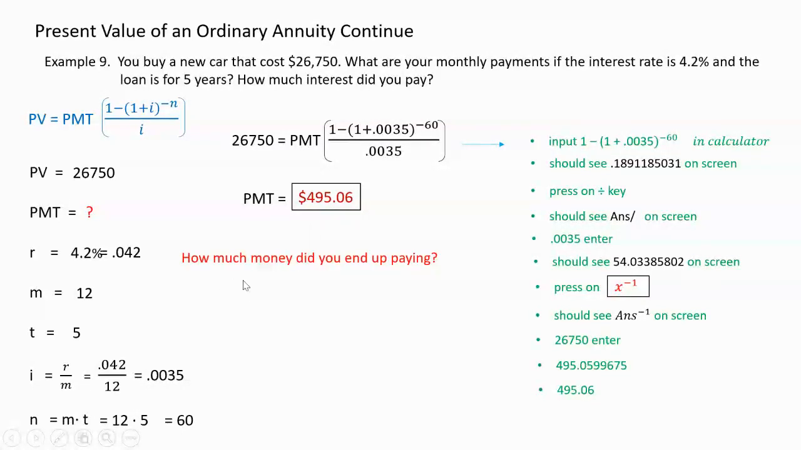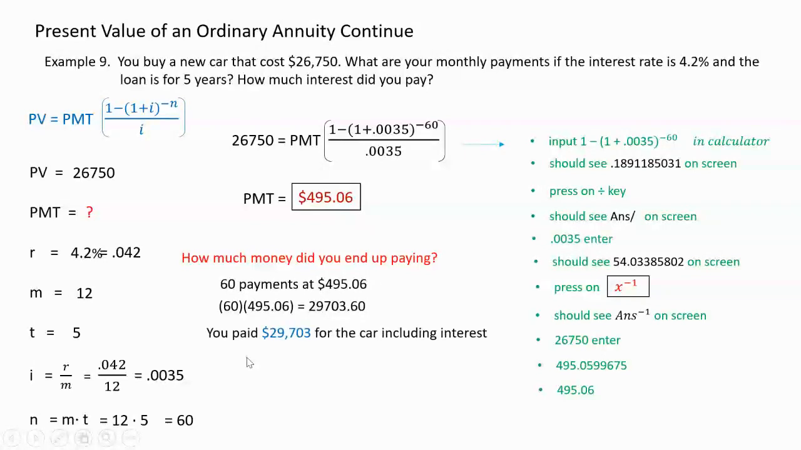Now, how much money did you actually pay for the car? The payments were 60 payments of $495.06. So you multiply that, and it's going to give you $29,703.60. So how much interest did you pay in those 5 years? We subtract what you borrowed from the total amount that you paid.